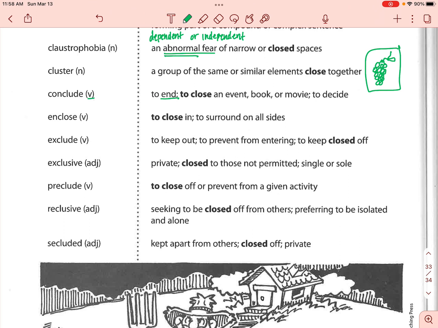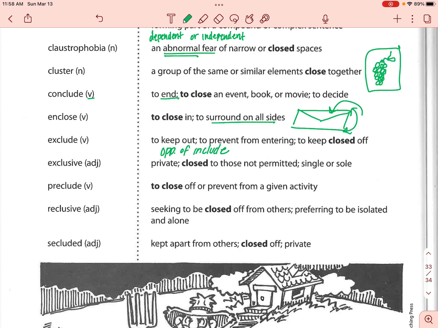Next is enclose. Enclose is to close in or to surround on all sides. A lot of times when I think about enclose, I think about an envelope, because when you put something into an envelope, it is surrounded on all sides there, okay? Surrounded on all sides. Next is exclude. Exclude is to keep out or prevent from entering. It's the opposite of include, obviously, okay?